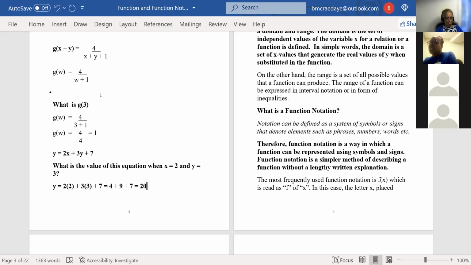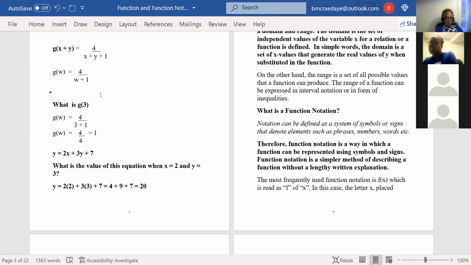Whenever you're dealing with variables related to numbers, that's algebra. If you're just dealing with numbers, it's arithmetic. But whenever you have variables related to numbers, you're dealing with algebra. So functions really comes under algebra. Sometimes it's taught under algebra, not separate. All right. So this is function notation.